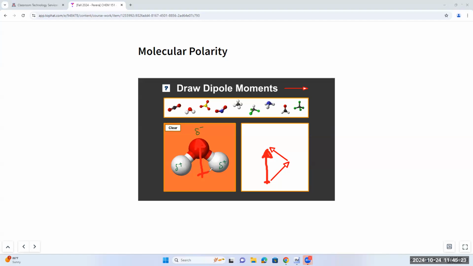So what do I write here, just for the completion of our thoughts? I'm going to write that mu net, the net dipole moment, is not zero. How do I know it is not zero? Because it did not come back to the origin. Therefore, it is not zero. Therefore, this molecule is polar.